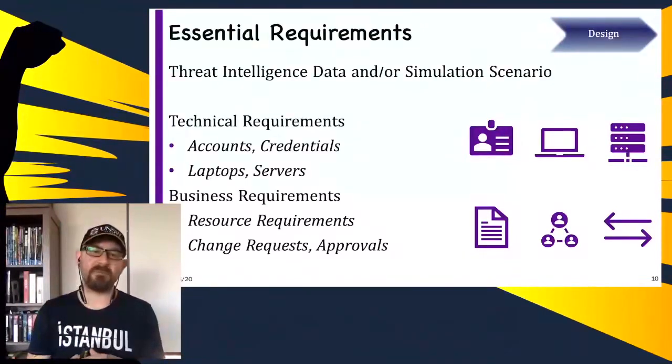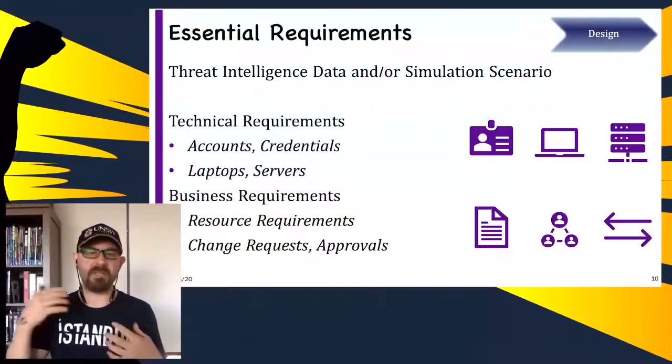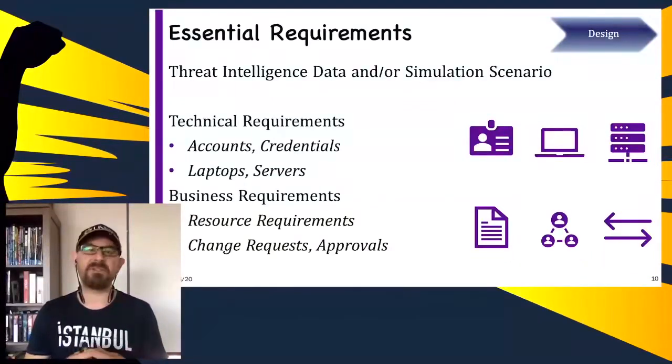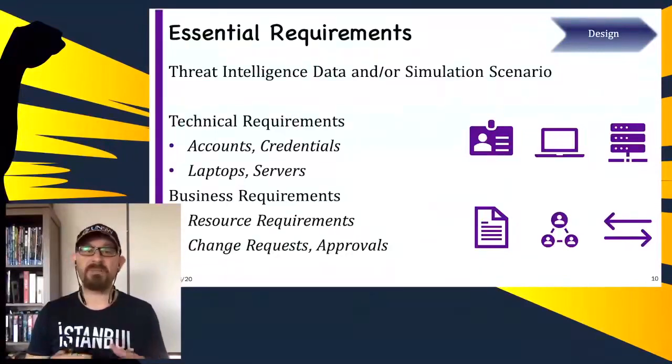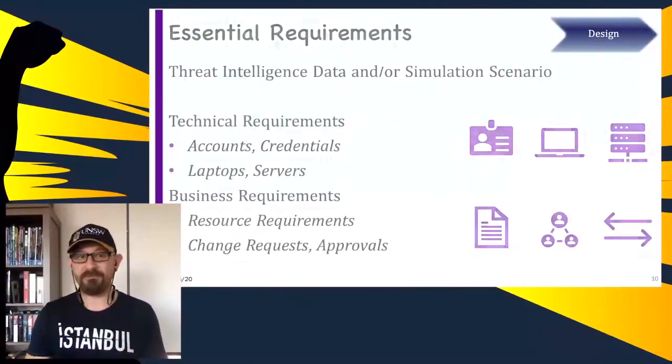Technical requirements are simply the accounts, credentials, servers. But business requirements are more like safeguards. They are change requests, approvals, or resource allocations. This helps us to understand the organization better, as well as making this beneficial for everyone.